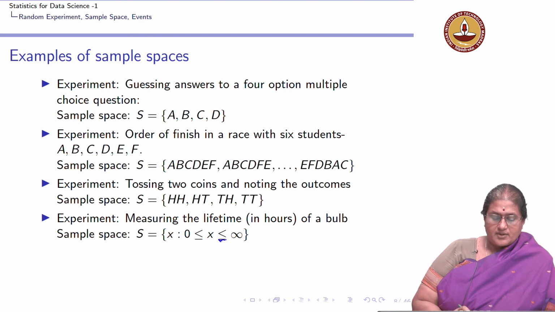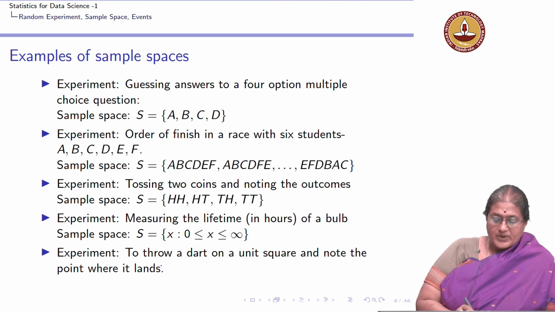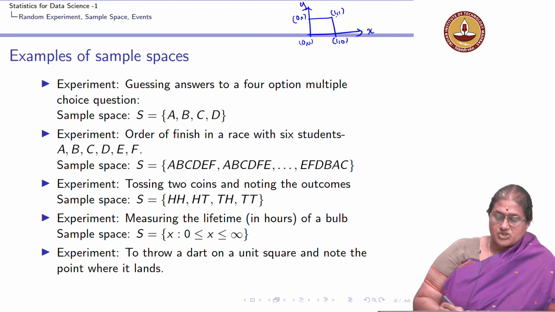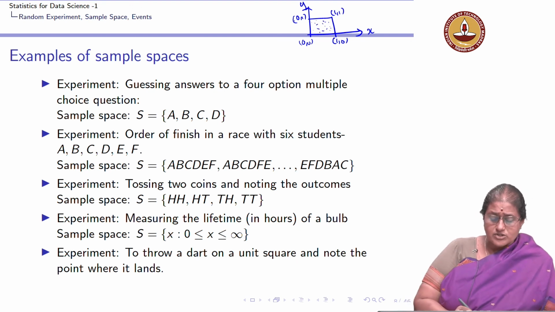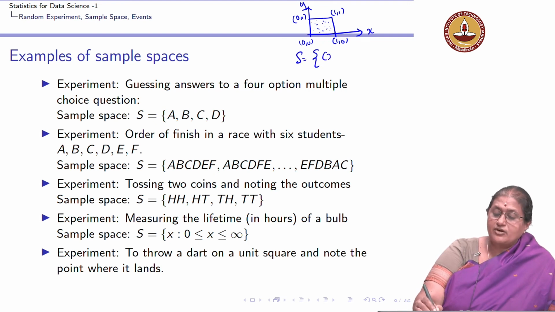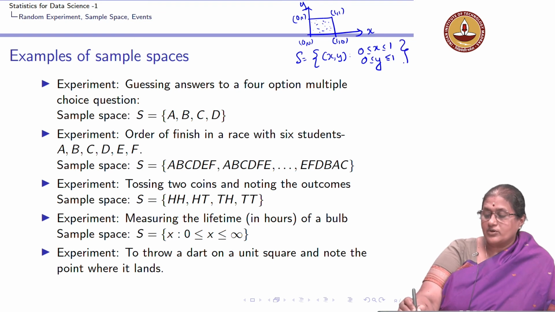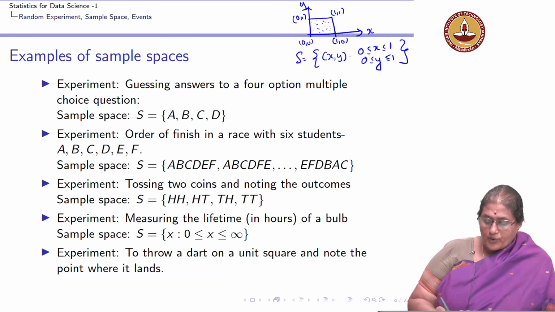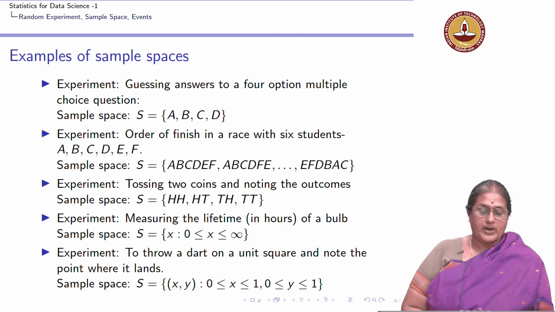The next thing is, when I throw a dart, I have already told you that this is going to be my x axis, y axis, and this is going to be the square. If I represent my points in the square using my coordinates x, y, I could include my boundary points also. So, my S is going to be the set of all ordered coordinate points such that 0 is less than or equal to x is less than or equal to 1, and 0 is less than or equal to y is less than or equal to 1. That is my sample space, where the sample space is nothing but all the points which are enclosed within the square.